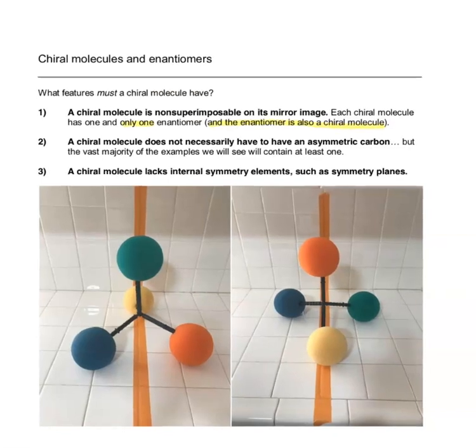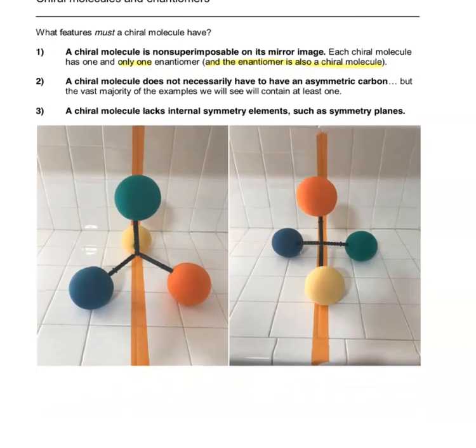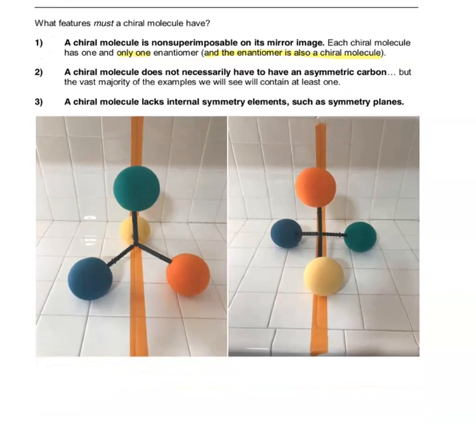Now, in general, a chiral molecule doesn't have to have an asymmetric carbon. But because this is an introduction to the topic, for our class, in the vast majority of the examples we're going to see at least one asymmetric carbon. So that's what you should be focusing in on at this point. And then the final thing is that a chiral molecule lacks what we call internal symmetry elements. Now, the most common one, or the easiest one to see, is an internal symmetry plane. So this is the structure from the previous examples. We already know it's a chiral molecule.